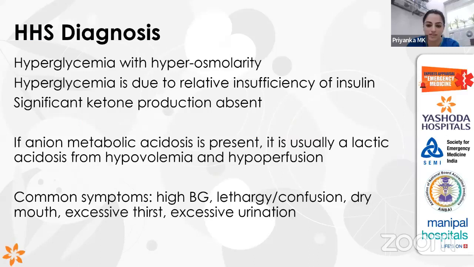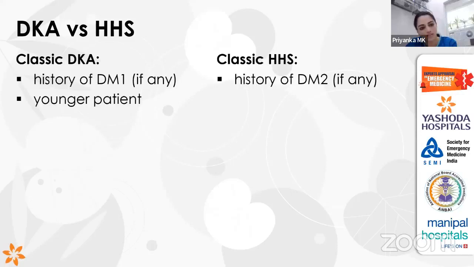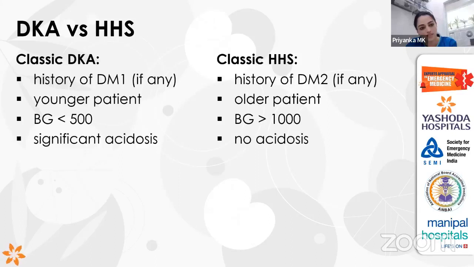How would you differentiate between the two? In a classic DKA, there might be a history of type 1 diabetes, and HHS is more common in type 2 diabetes. A DKA patient is usually younger, whereas an HHS patient is usually older. In DKA, the sugar value will be around 400 to 500, whereas in HHS, the blood glucose will usually be more than 1,000. Significant acidosis in DKA, no acidosis in HHS. This is the hallmark where you differentiate between the two.